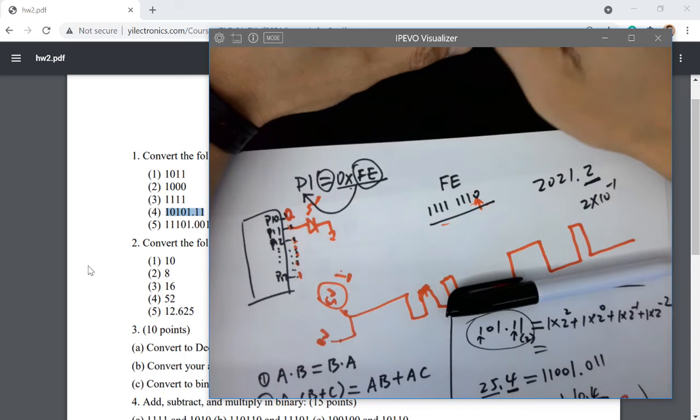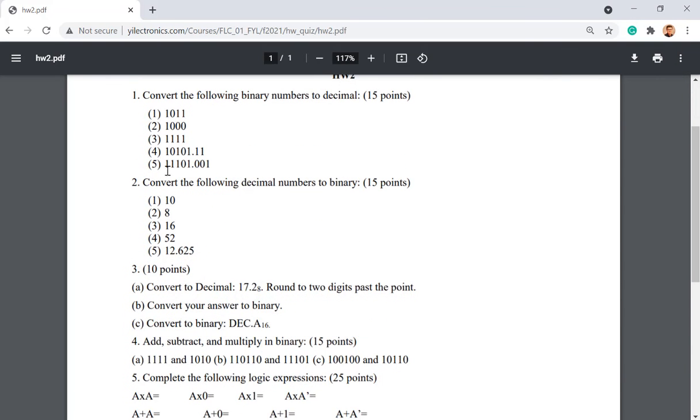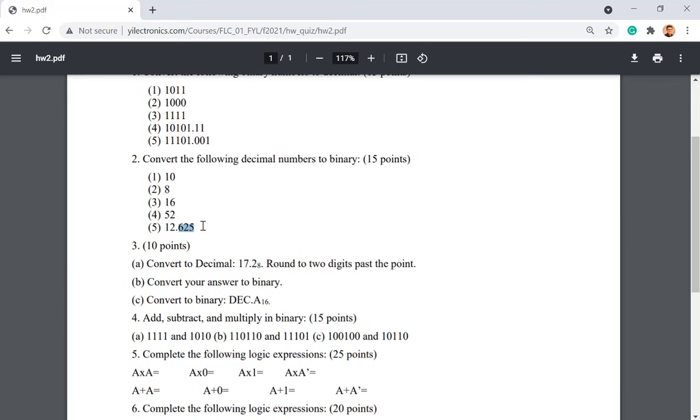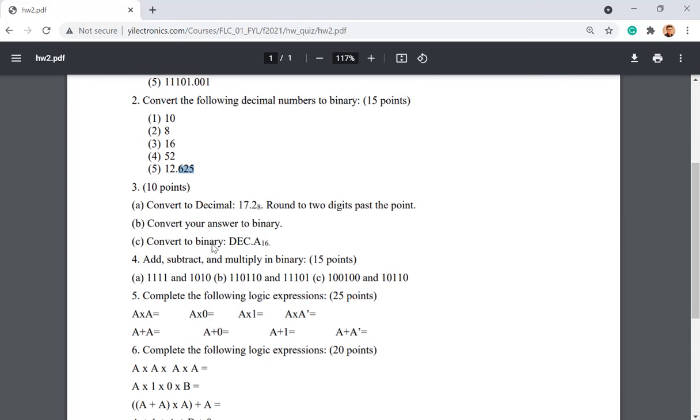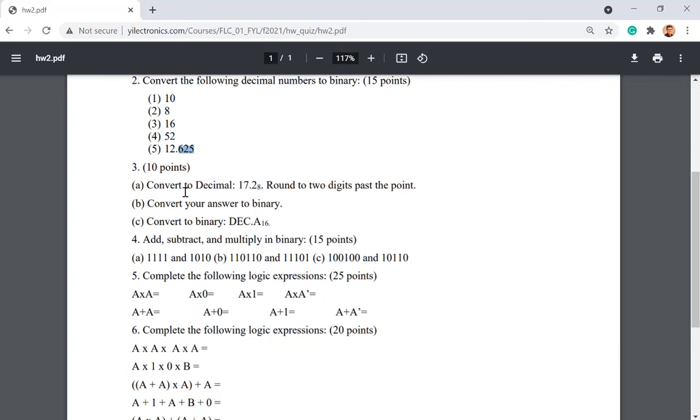So let me take a final look at this one, so make sure you guys can do the homework. Now you know how to do this part. Since it's recorded, you can watch the video if you forgot, and convert the following decimal numbers to binary. You know how to do it, even for these ones, right? Do you? Convert to decimal, that's the octal number.